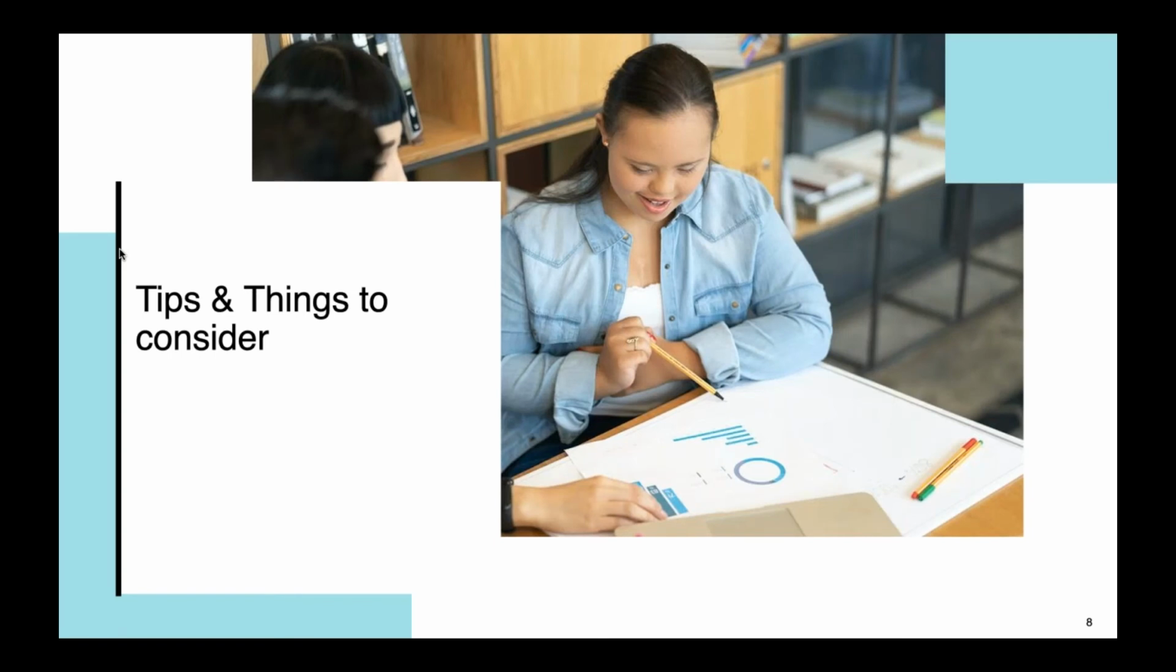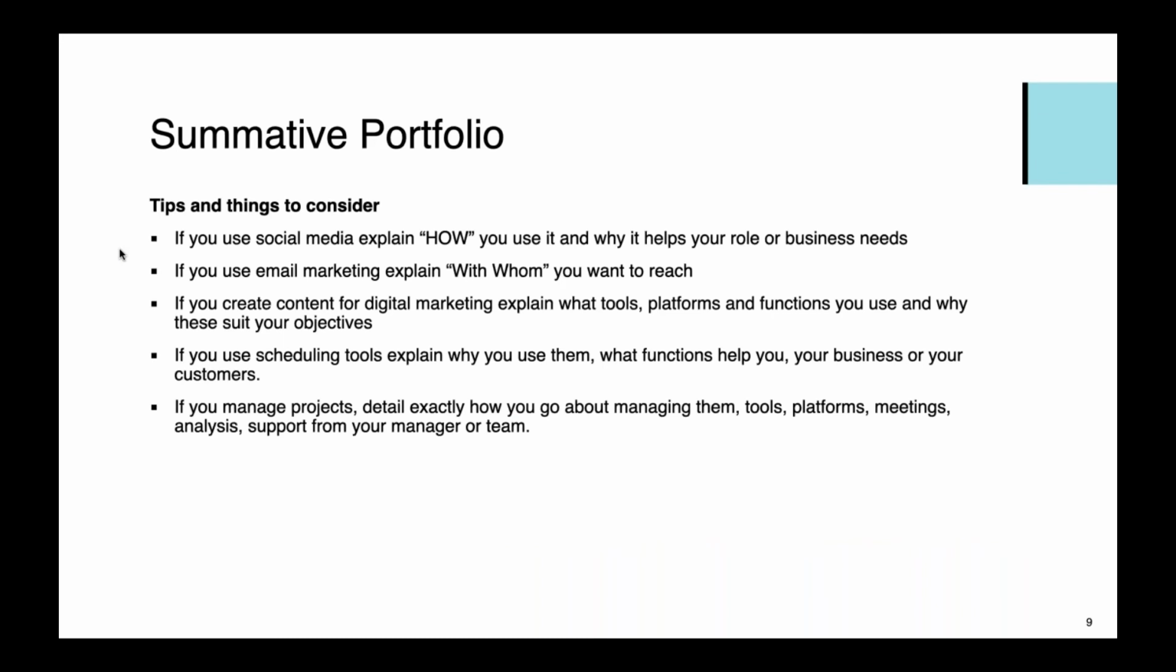Tips and things to consider. If you're using social media, explain how you use it and why it helps your role in the business. If you use email marketing, explain with whom and who you want to reach. If you create content for digital marketing, explain the tools, be exact, talk about how you've worked with them, the platforms, the functions, the usability, and why they've been selected. Explain how these suit your objectives. The assessor will be able to understand all of this, so feel free to put in as much detail as possible.